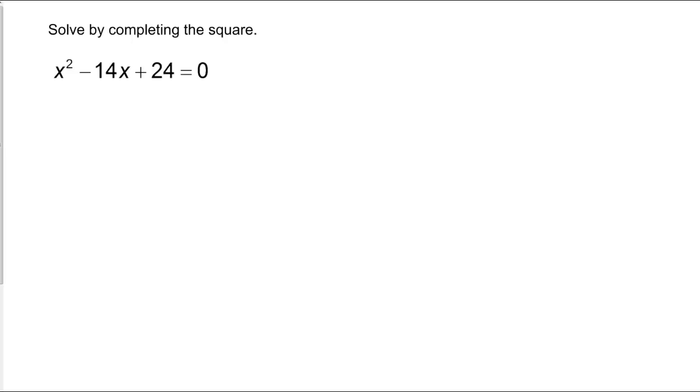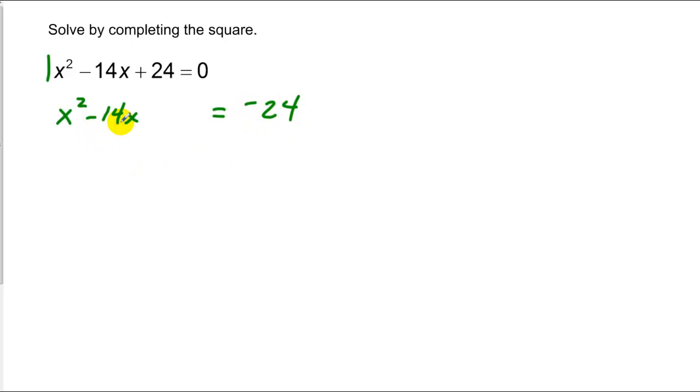Now we're going to go through and do the whole process and solve this quadratic by completing the square. First, I have to find out if I have a coefficient of 1 in front of the x squared, which I do. Second, I'll isolate the variable terms by subtracting 24 from both sides.